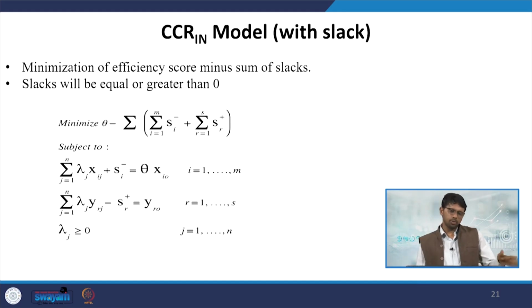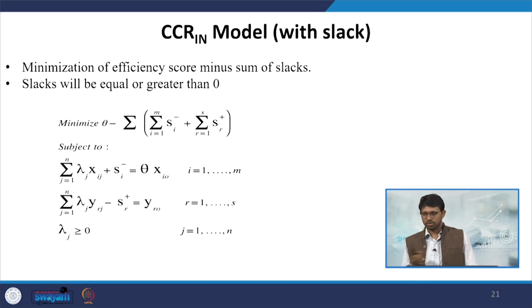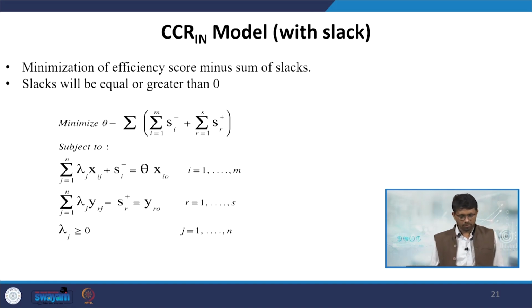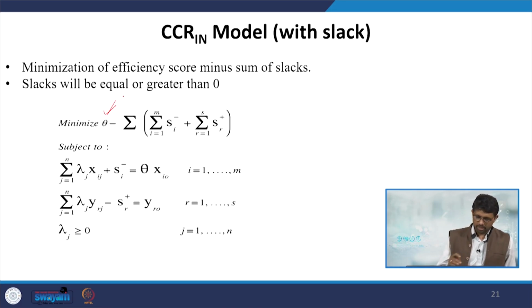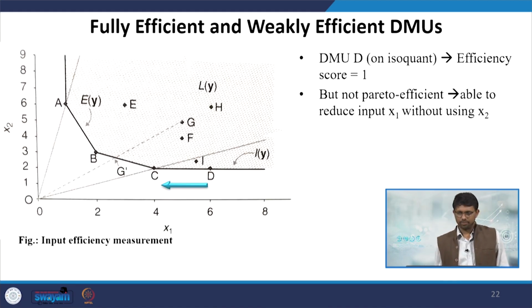So, with the input model through the CCR which we already started, again with slack, in the initial model we did not discuss the slack. Now, the minimization of the efficiency score minus the sum of its slacks. Okay. So basically this is the efficiency score which we already said, minus the slacks, if it is input oriented. The rest are almost the same. Then okay, I will just clarify.